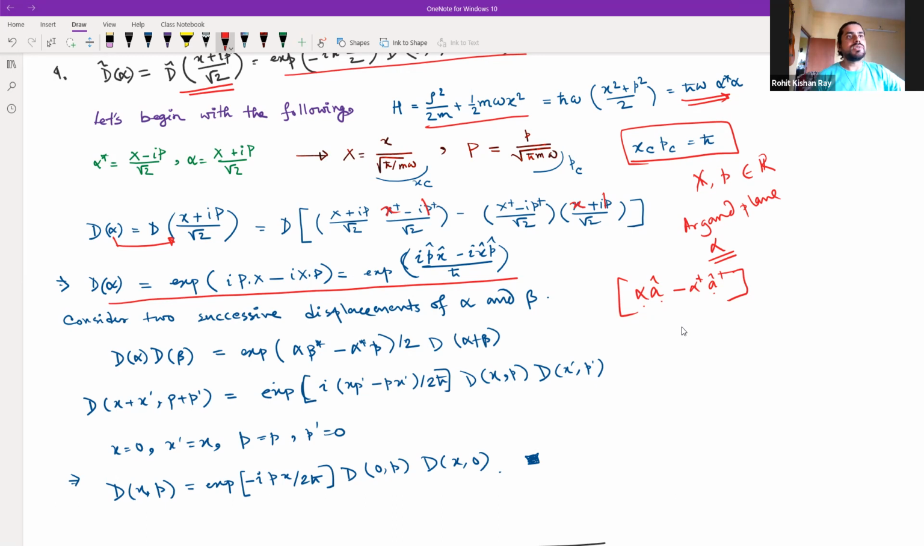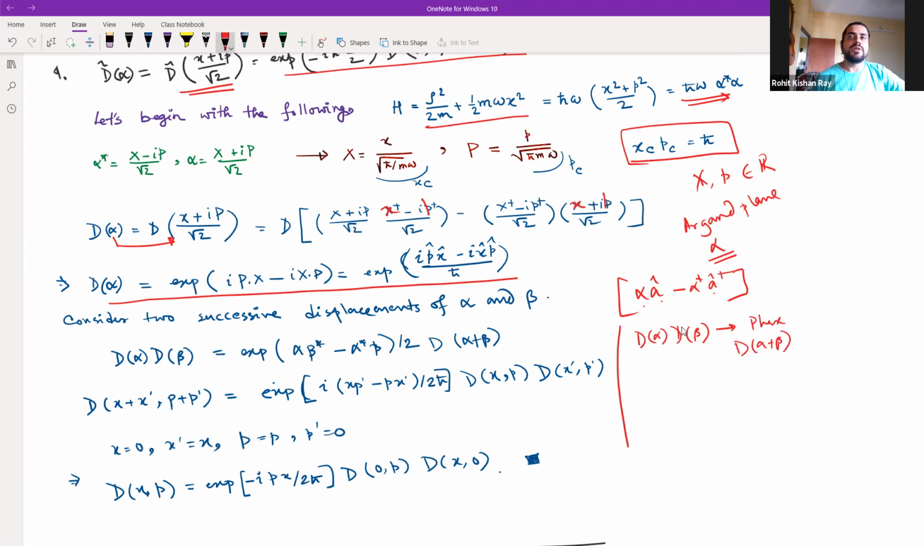Now let us consider two successive displacements of alpha and beta. This is what it is, the defining feature of this operation. Then we can invert it so that we can write. What I'm trying to do here is take displacement alpha and displacement beta, and we know that there are some phases in this operation.